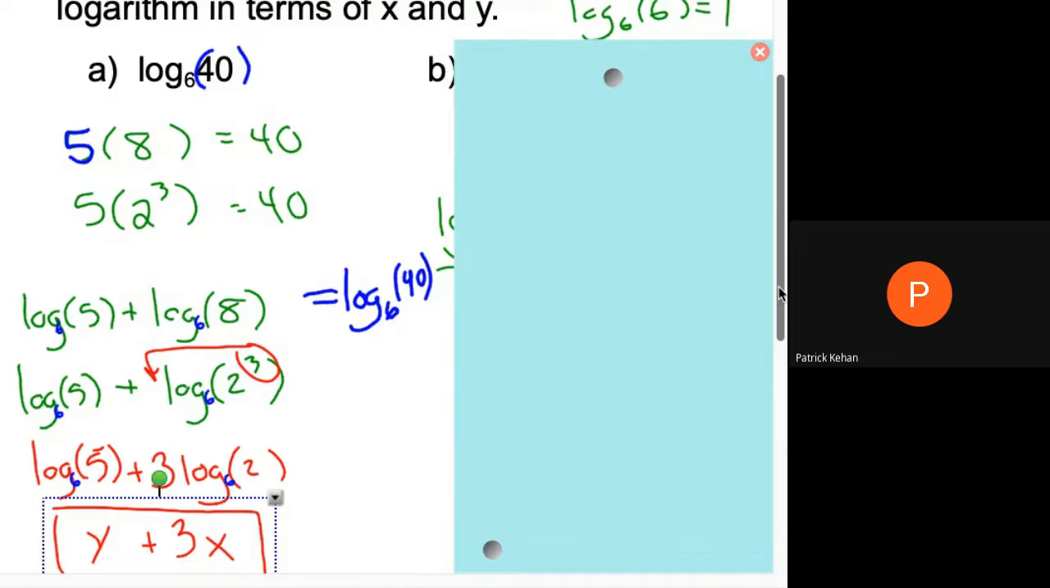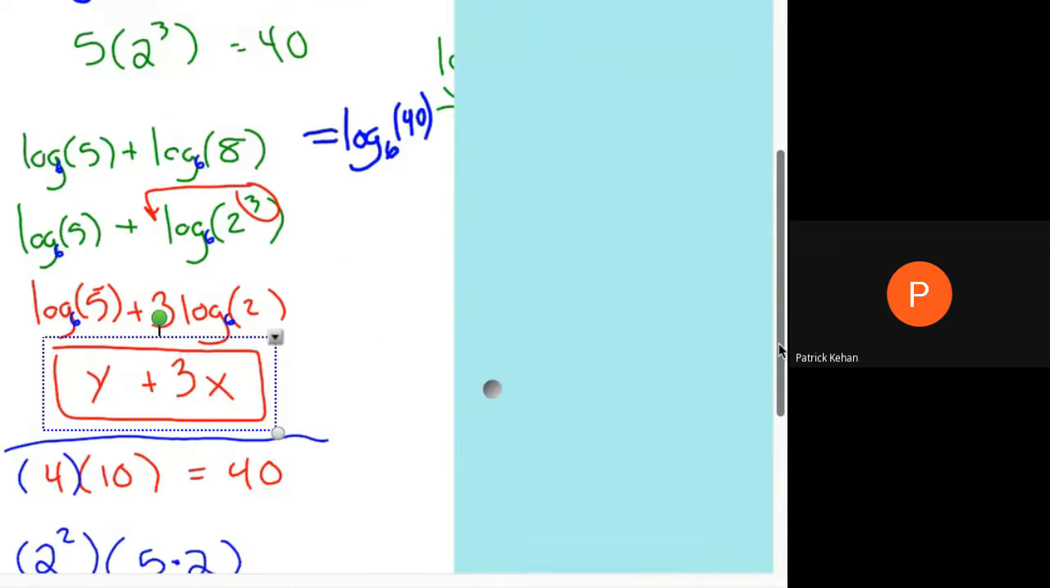Now there's other ways to go about this problem. There's not only one. So let's look at this, right? Let's say your first factors of 40 you thought about were 4 and 10, right? It's not a prime factorization.